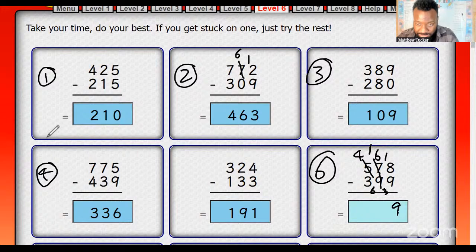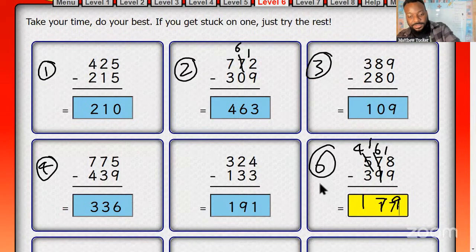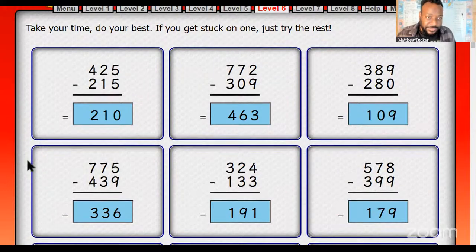Okay, let me clear this stuff out of the way. 3 takes away from 4, 1. 1, 7, 9. So let's type it in. 1, 7, 9. Well done, guys. Well done. It's some good practice.